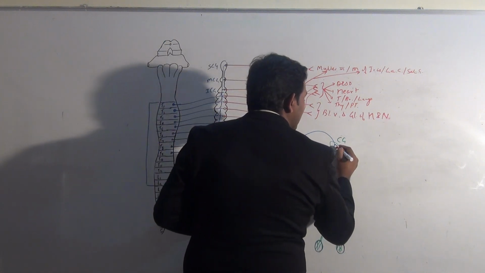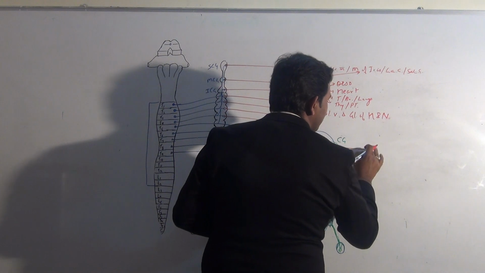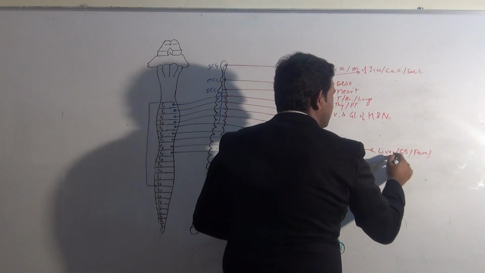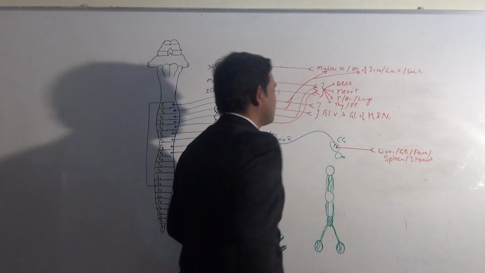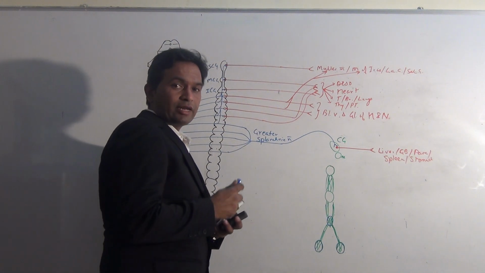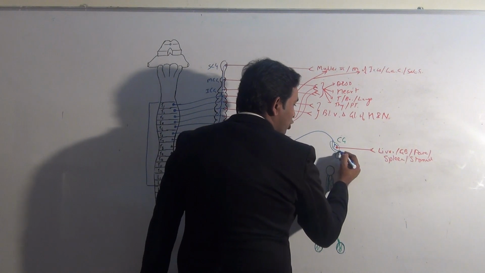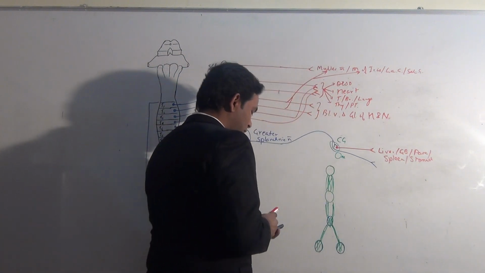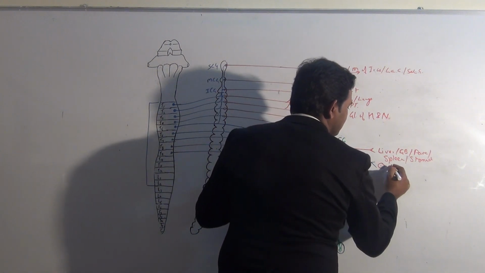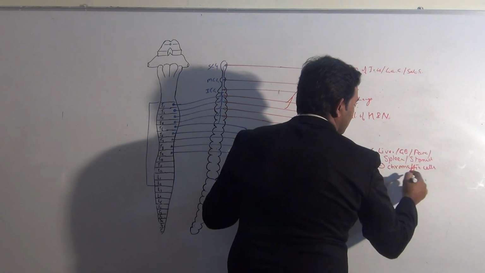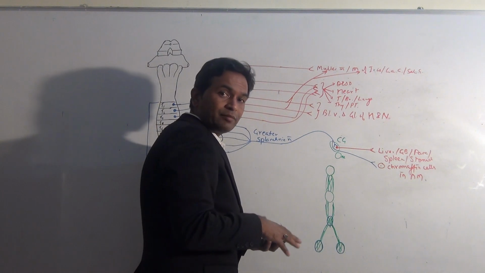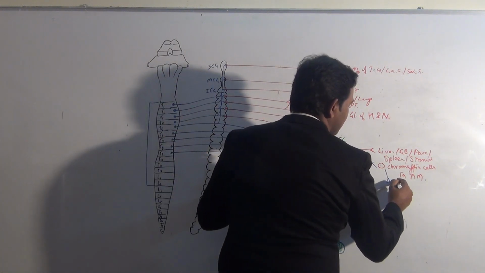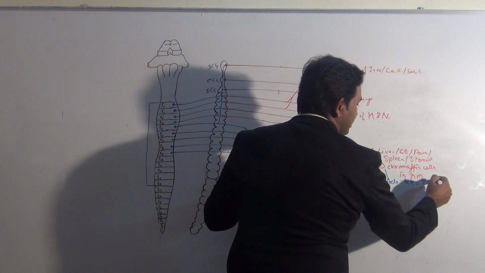From here, the postganglionic neurons will arise, and these will supply the liver, gallbladder, pancreas, spleen and stomach. There is a little variation. Some fibers may cross the celiac ganglia without any synapse, and they will end on chromaffin cells in the adrenal medulla. These chromaffin cells are themselves modified postganglionic neurons, and they will secrete adrenaline and noradrenaline in the ratio of 85% to 15%.